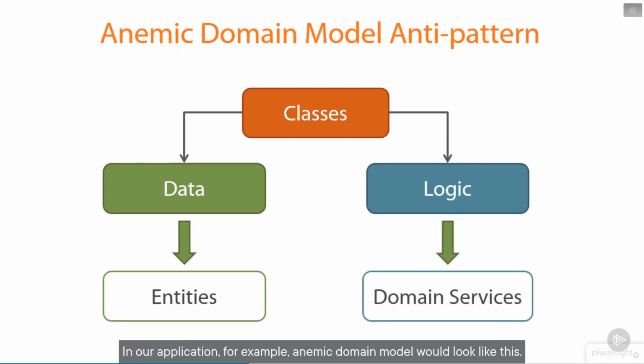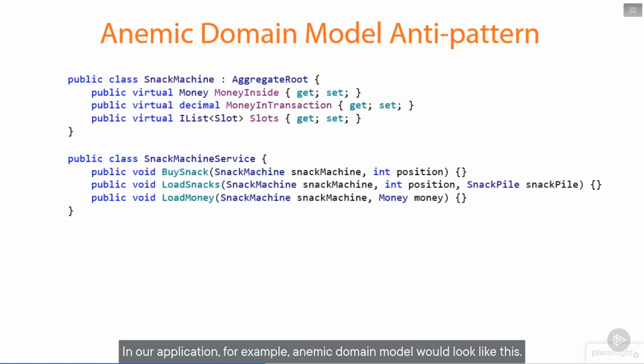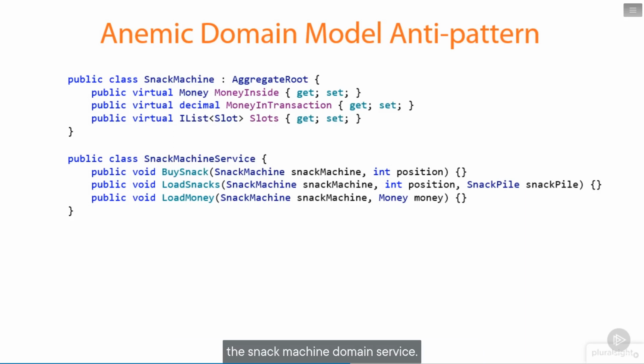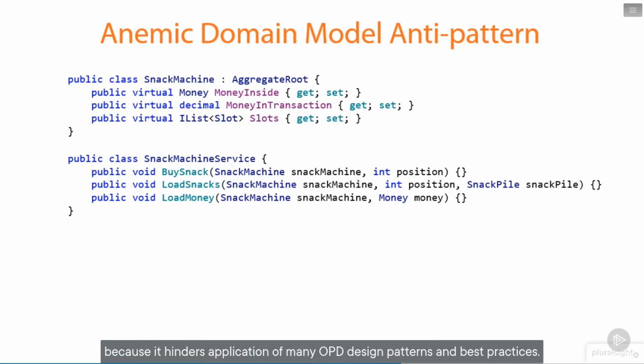In our application, for example, an Anemic domain model would look like this. You can see the snack machine entity contains only data: money inside, money in transaction, and the collection of slots. All operations upon the snack machine are delegated to the snack machine domain service. In object-oriented programming languages, introducing an Anemic domain model is generally a bad idea because it hinders application of many OOP design patterns and best practices.